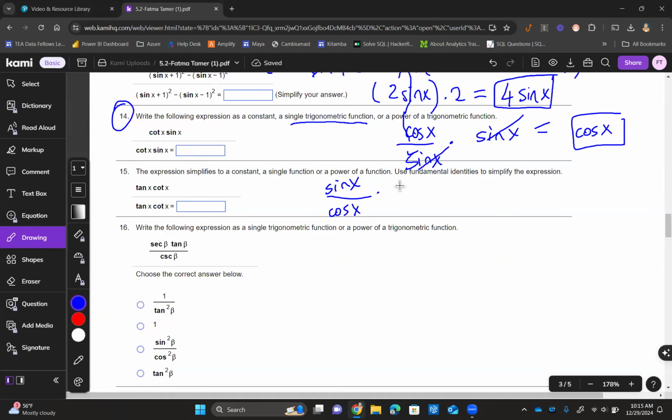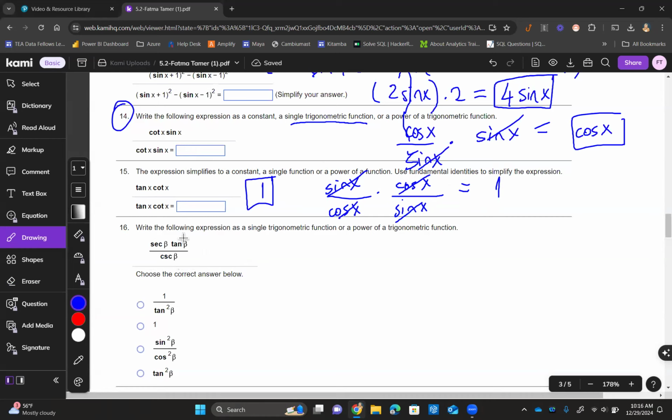Similarly, for number 15, instead of tangent of x, I can write sine x over cos x, and instead of cotangent of x, I can write cos x over sine x. Again, this wasn't the only way to do this. I could use that they are reciprocals of each other, and they will cancel each other anyway. In any way, the answer will be just 1 for number 15.